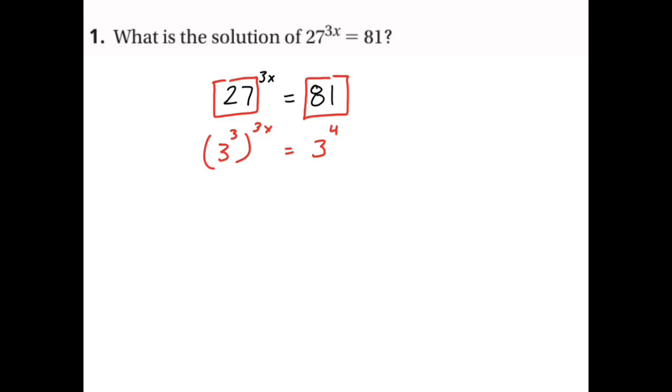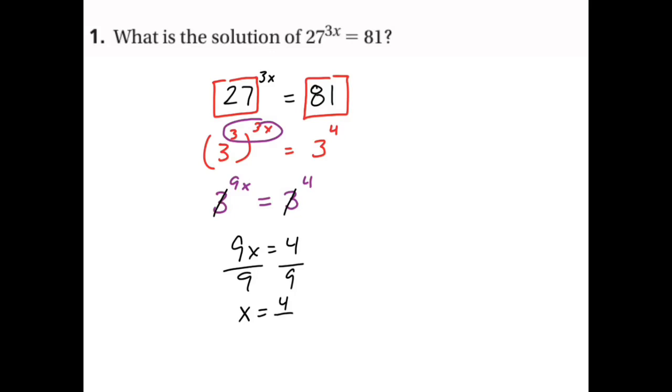We'll go ahead and multiply these together. So that's 3 to the 9x power equals 3 to the 4th. Since they have the same base, we can just ignore those. We get 9x equals 4. We'll divide by 9, and we get x equals 4/9.